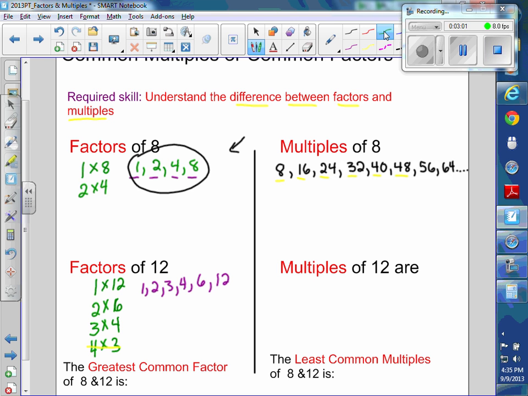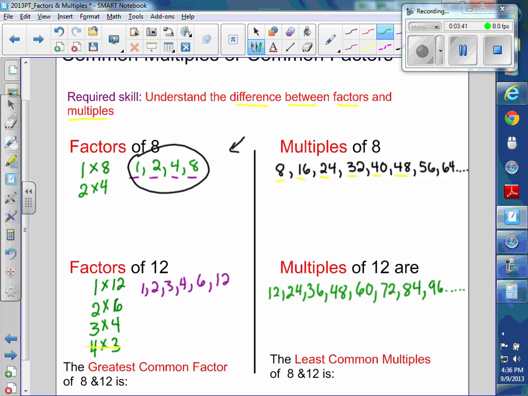The multiples of 12 are 1 times 12 is 12. 2 times 12 is 24. 3 times 12 is 36. 4 times 12 is 48. 5 times 12 is 60. 6 times 12 is 72. 7 times 12 is 84. And then 8 times 12 is 96. And this list goes on and on, but I'm going to stop there, just so you can stop and look at how we find multiples.